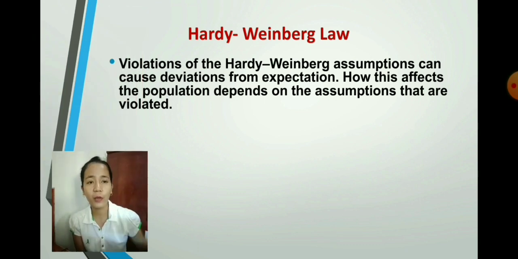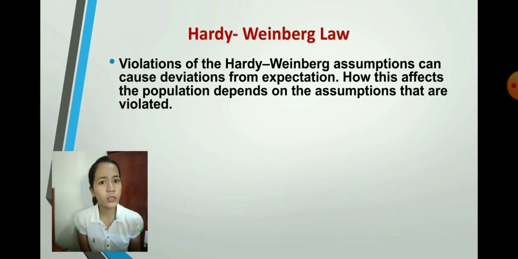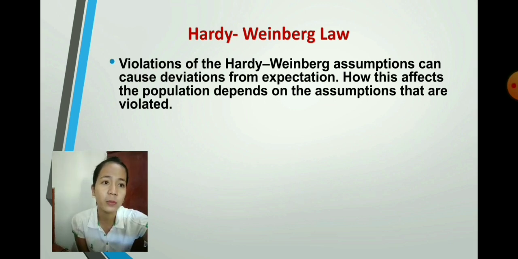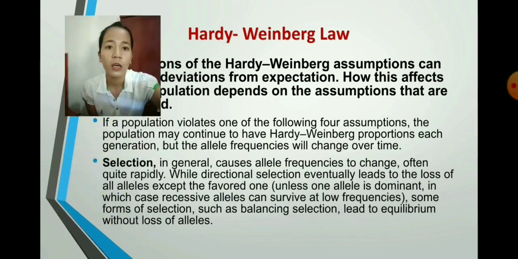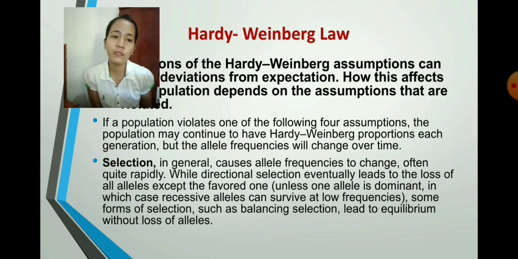So now let's talk about the Hardy and Weinberg law. Violation of assumptions can cause deviation from expectation, and how this affects the population depends on the assumptions that are violated. If a population violates one of the following four assumptions, the population may continue to have Hardy and Weinberg proportions each generation, but allele frequency will change over time.